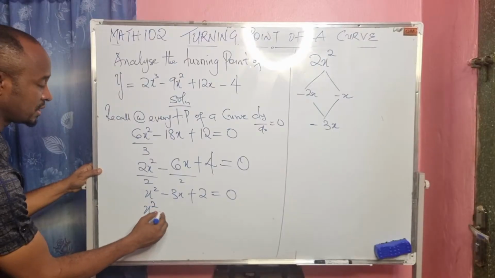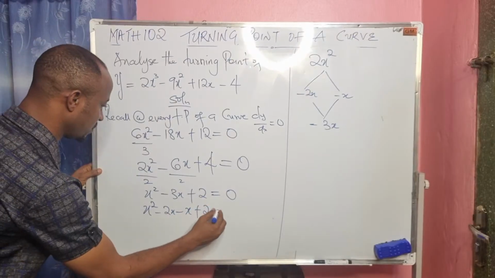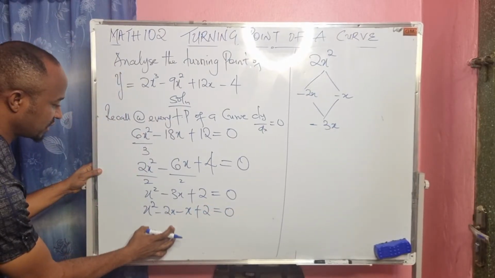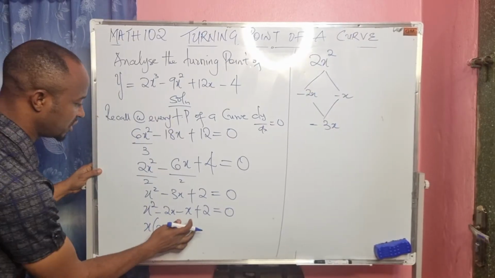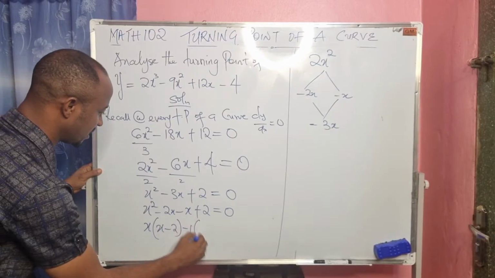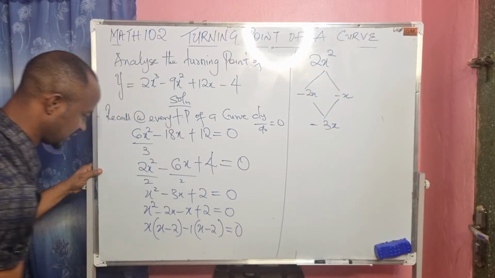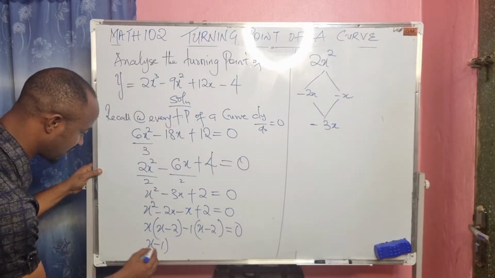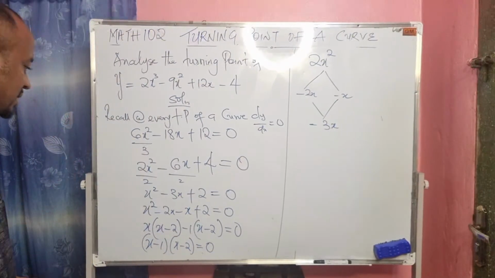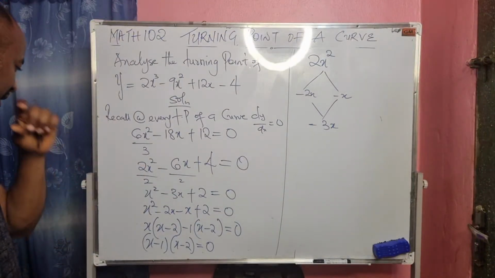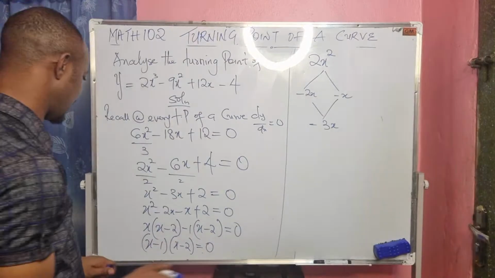That will give us x squared minus 2x minus x plus 2, all equal to 0. Between these 2 terms, what is common is x, so we have x minus 2. Between these 2 terms, what is common is minus 1, so we have x minus 2. All equal to 0. That means we have x minus 1 and x minus 2, all equal to 0. So we can then find the value of our x.